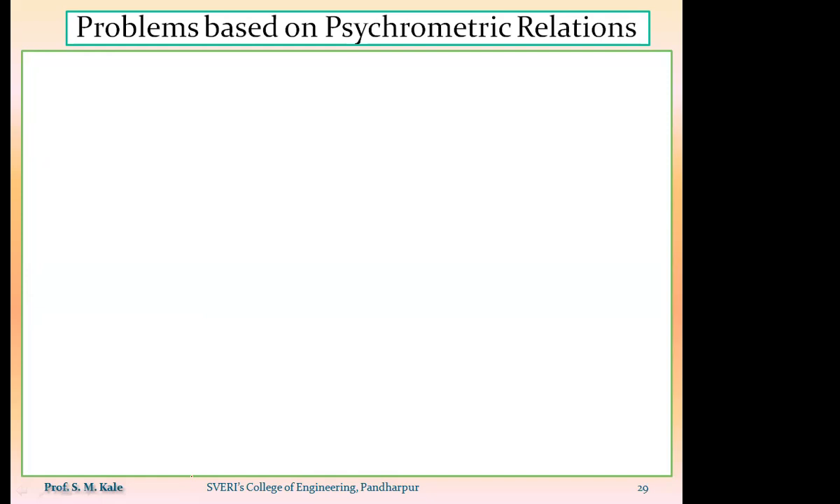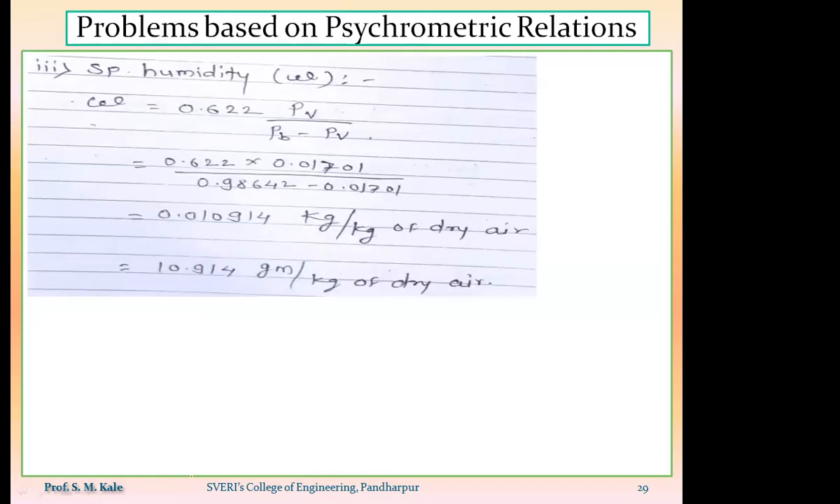Then the third value we'll find out is related to the specific humidity. So specific humidity, as we know, the formula for specific humidity is given by the equation 0.622 PV divided by PB minus PV. Out of that I know the value of PV, and I know the value of PB.